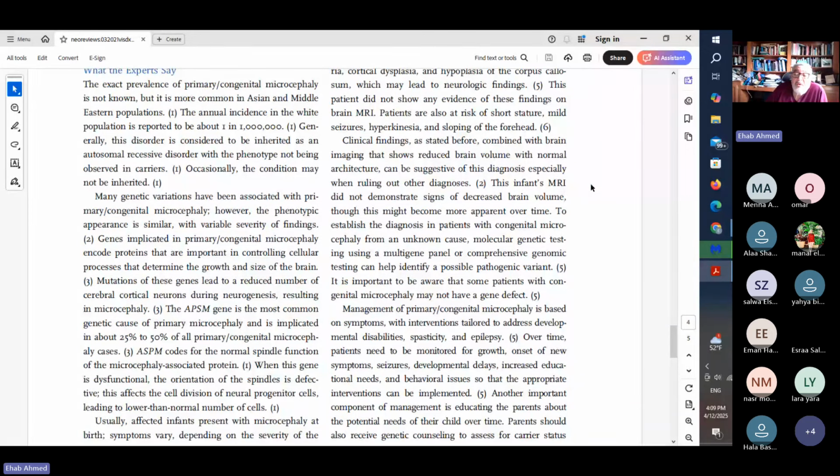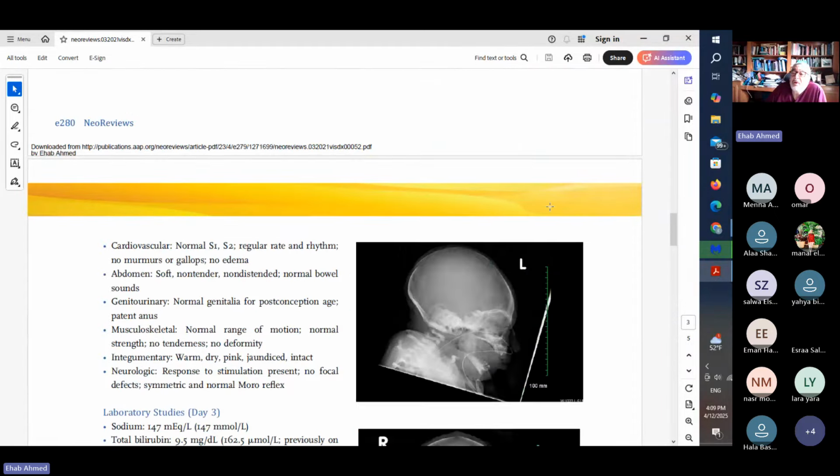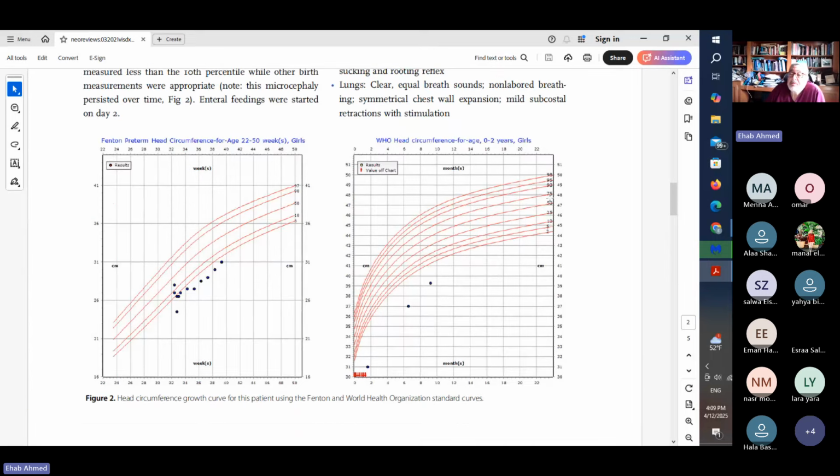Okay. So I will not go further, and this is a good article to present. And I'm going to stop at this point. Any questions or comments?